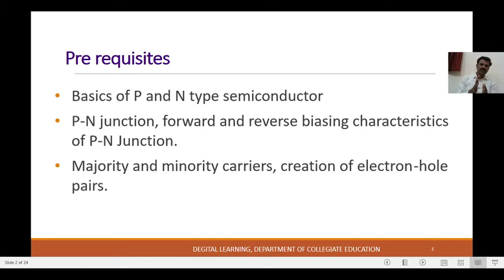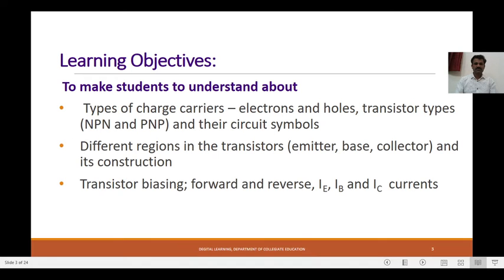How do these electron hole pairs get created when a p-n junction is biased? One should know how the charge carriers get generated. Not only in p-n regions or any junction regions, but under the application of high potential, high temperature or high energy, the bonds get broken. There is a formation of charge carriers, the electron hole pairs. So these are all the prerequisites.